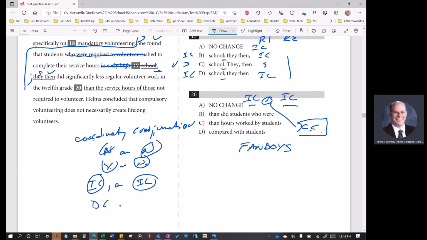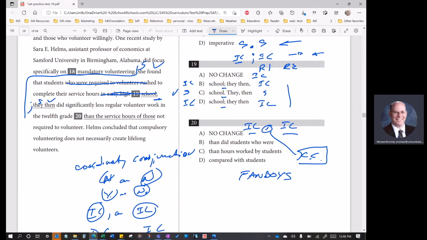Now, notice I cannot coordinate an independent clause with a dependent clause. So I need to have just a comma because I'm no longer coordinating like parts. I have a dependent clause and an independent clause, so I don't coordinate them. I just connect them with a pause. Now here, since I have an independent clause, she found that, what? And then they then did. I have two independent clauses that only have a comma. There's no coordinating conjunction there, so this is wrong. That's my second elimination using rule 2.